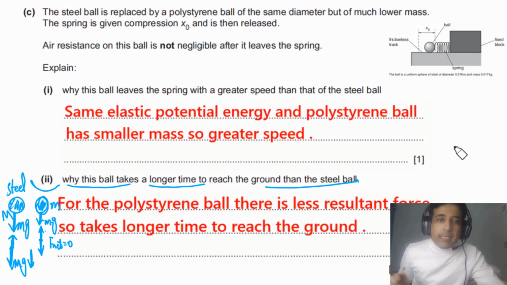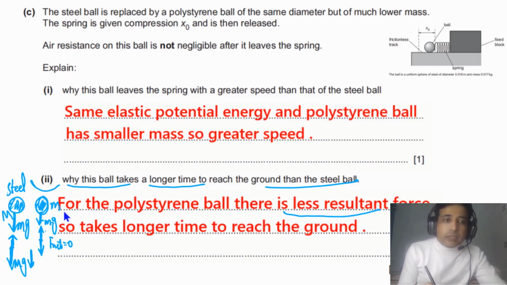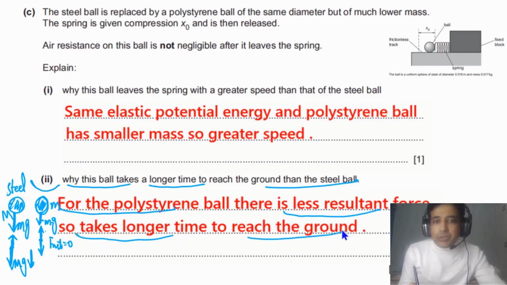In the answer, if you only mention resultant force, you will get 1 mark because this question has only 1 mark. So we can say for the polystyrene ball, there is less resultant force, so it takes longer time to reach the ground. You can see here it's a beautiful way I have explained to you.